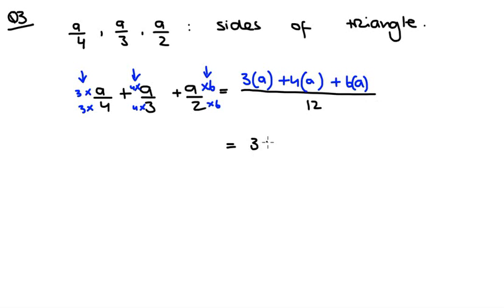Okay, so again, we're just going to multiply the brackets on the top. Again, not forgetting that it's still all over 12. 3a plus 4a gives us 7a plus 6a gives us 13a over 12. So that's it for worksheet 2.